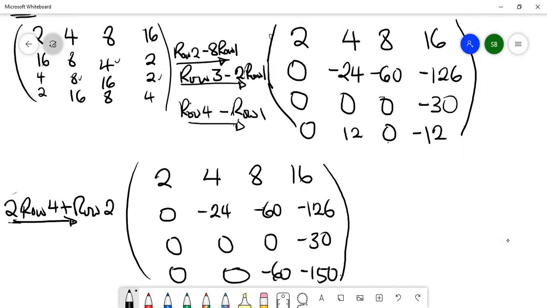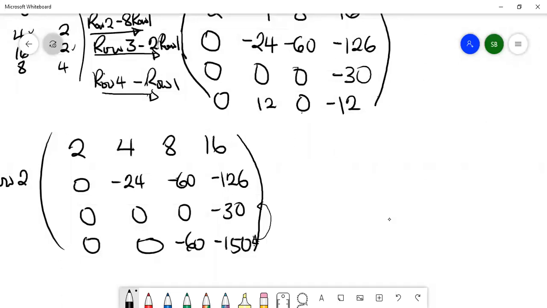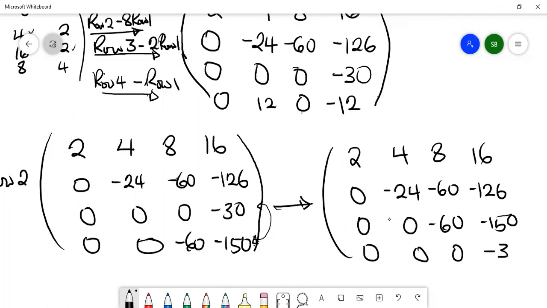Of course, I can switch rows, it doesn't affect the rank. And of course, if I do this, I will have the following. Let me just indicate an arrow. I have 2, 4, 8, 16. I have 0, minus 24, minus 60, minus 126. And here I have 0, 0, minus 60, minus 150. And I have here 0, 0, 0, minus 30.